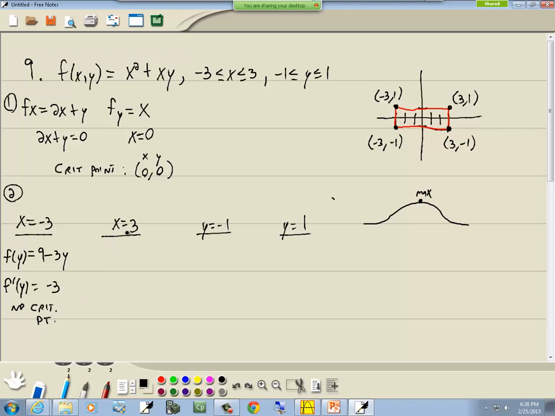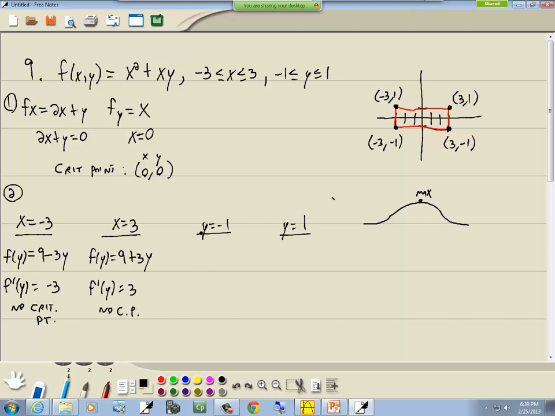Now if I plug in x equals 3, then we're going to have a function in terms of y. So put 3 in for the x. 3 squared is 9. And put 3 here, and we get 9 plus 3y. If I take the derivative of that, that gives us 3, which is, again, no critical point.